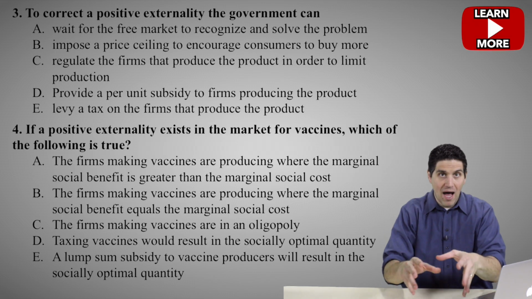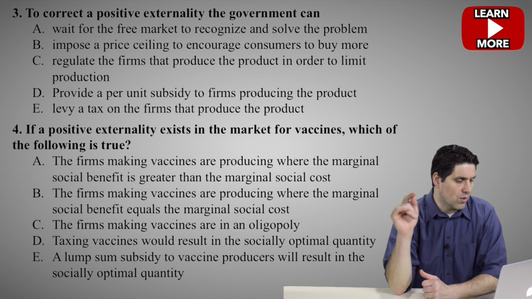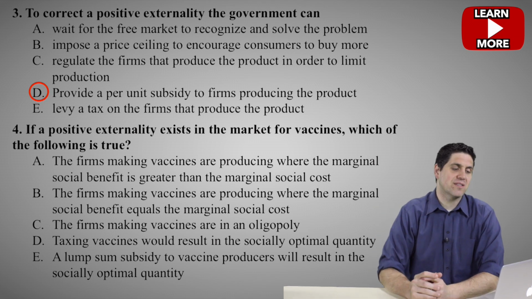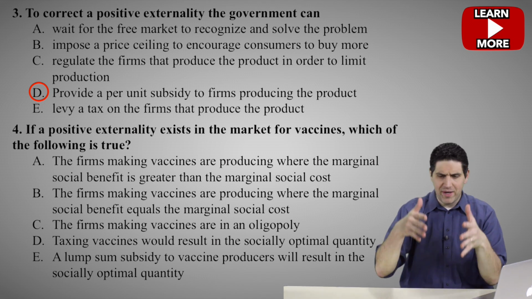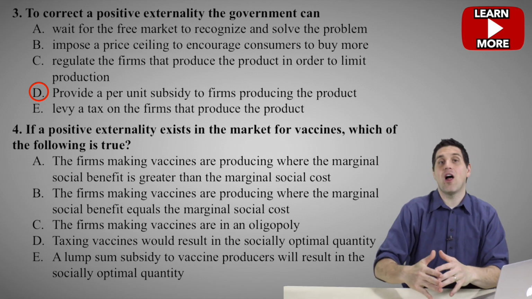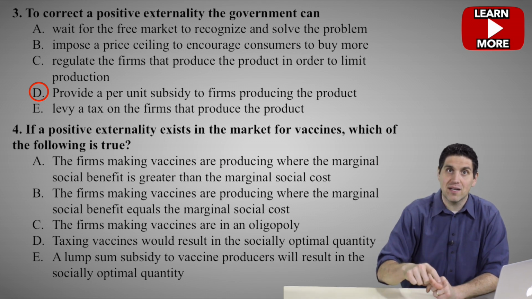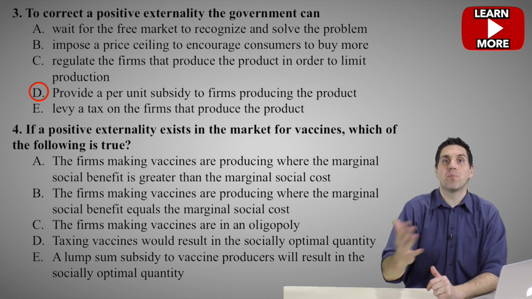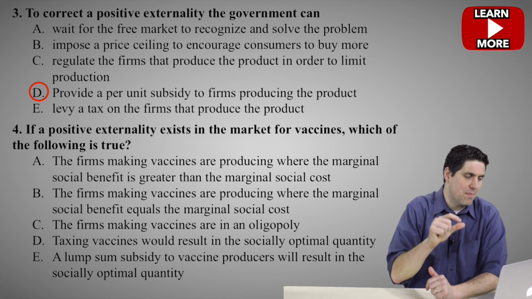For question number 3, positive externalities are the idea that there's additional benefit to some other person or society in general. The right answer is D, provide a per unit subsidy to firms that produce the product. A positive externality is a market failure because the free market's failing to factor in all those additional benefits on other people. And so they're not producing enough of that product. If you were to factor in those benefits, then you would produce more. And so how to get them to produce more? Well, provide a subsidy. The government's coming in, providing a subsidy.